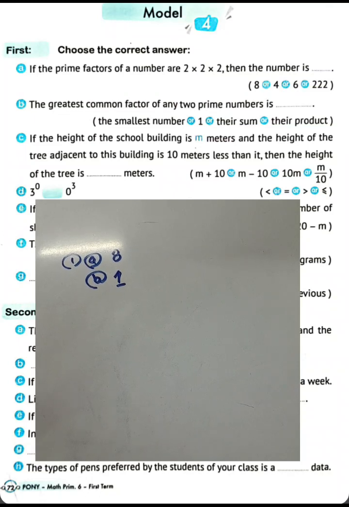Choose the correct answer first. Letter A, if the prime factors of a number are 2 times 2 times 2, then the number is 8, because 2 times 2 times 2 will be 8.